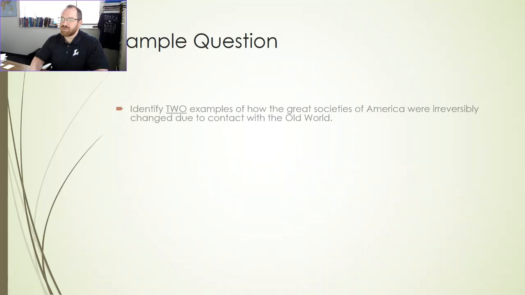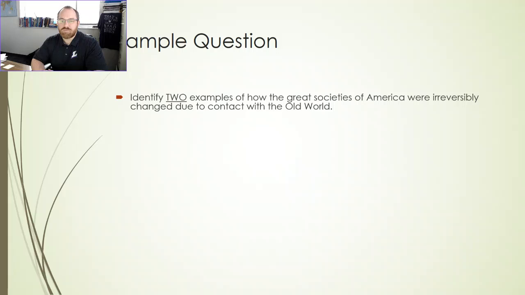So now with the sample question. Here you go. Identify two examples of how the great societies of America were irreversibly changed due to contact with the Old World. First off, if this was a real AP question, this is telling you right off the bat it's worth 2 out of the 3 points that would be in this SAQ.